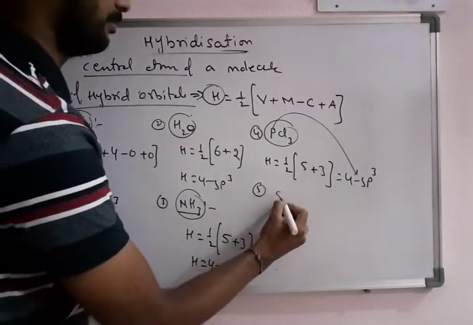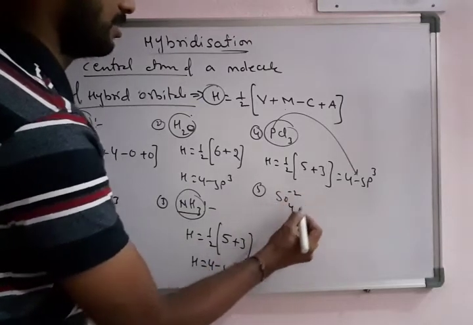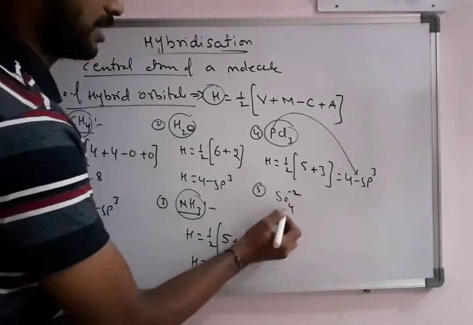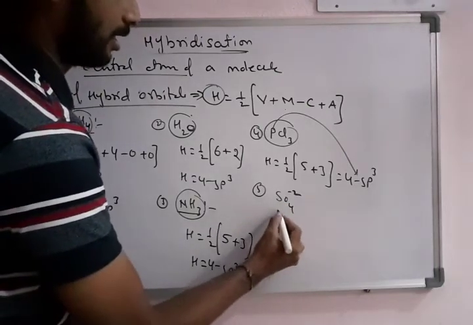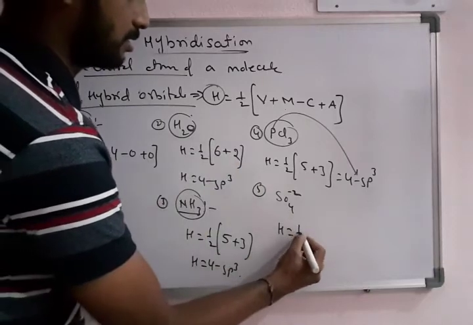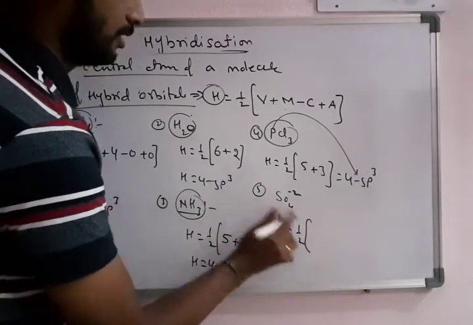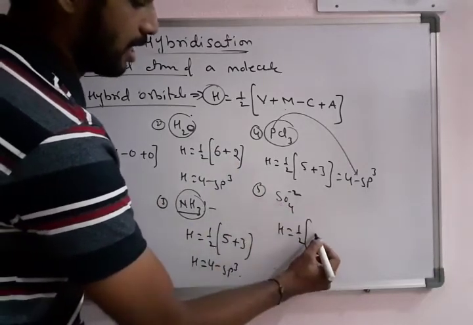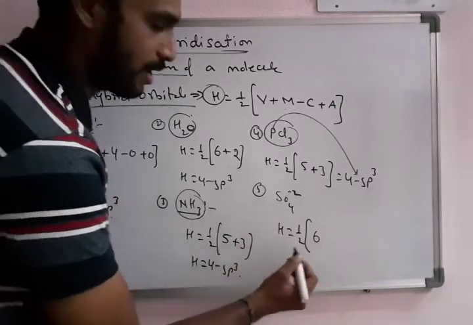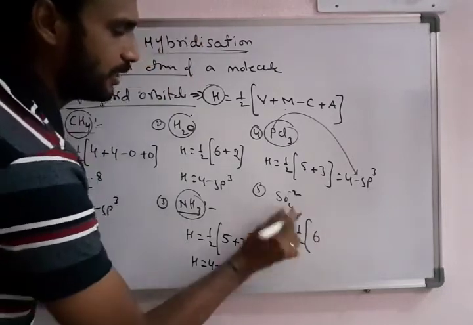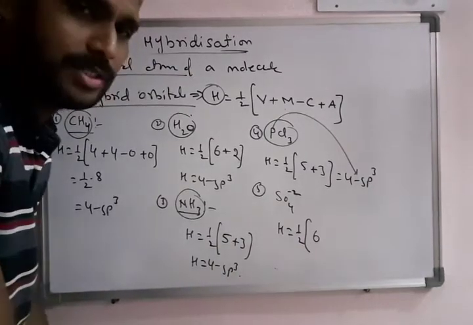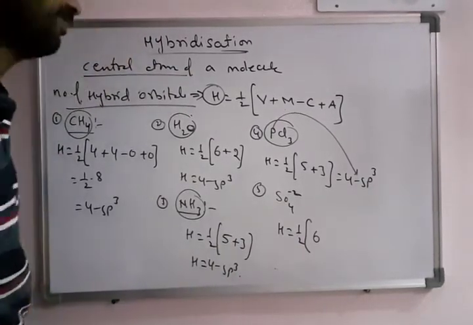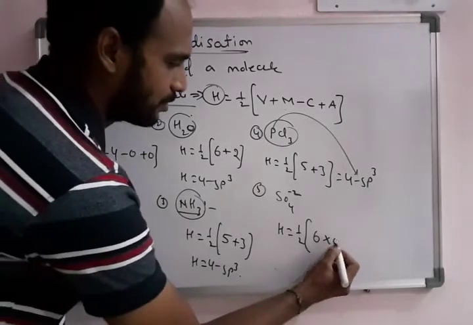Let's see an example having a charge. SO4 minus 2. What is the hybridization of this sulfur? Calculate the number of hybrid orbitals in it. It is half. The central atom is sulfur, having how many valence electrons? 6 valence electrons. There are no monovalent atoms. Monovalent atoms generally means the halogens and hydrogen atoms. And there are no monovalent atoms here.